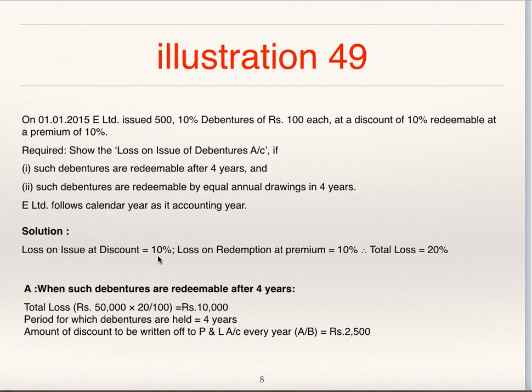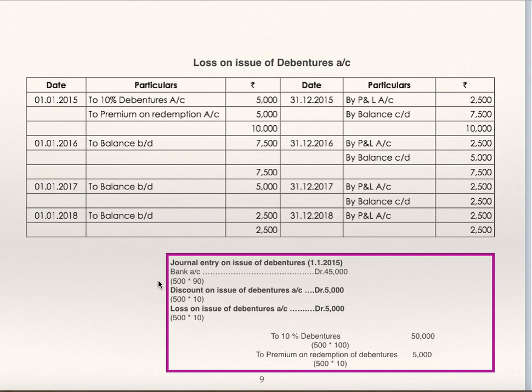Loss on issue of debentures 10%, loss on redemption at premium 10%, total loss is 20%. When such debentures are redeemable after 4 years, this is the total loss. It is to be written off in 4 years. So every year you are supposed to write off 2,500. I will show you the journal entry for issue.